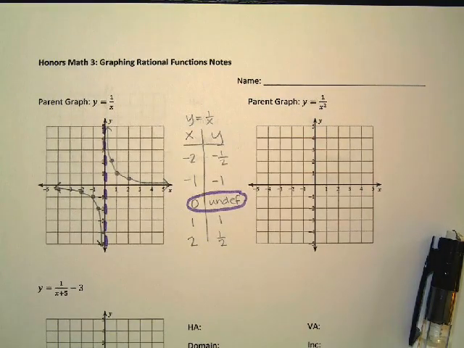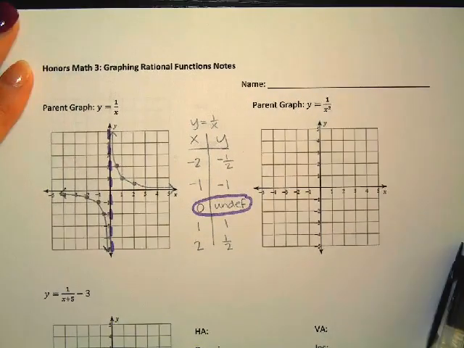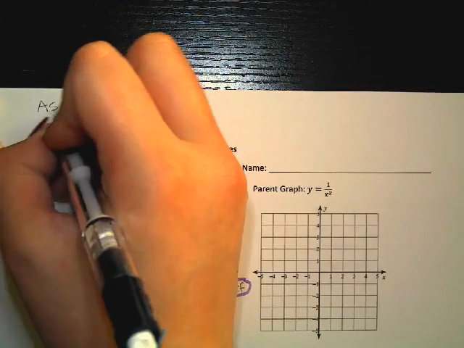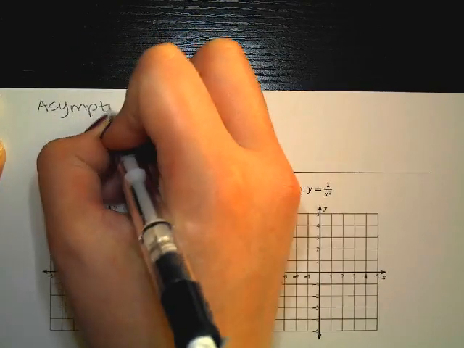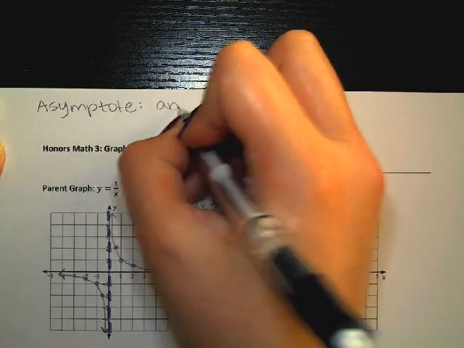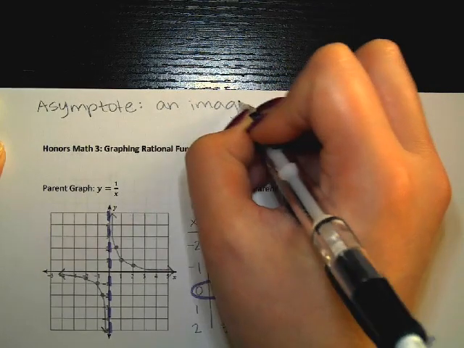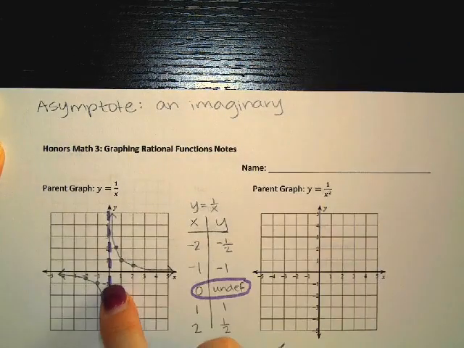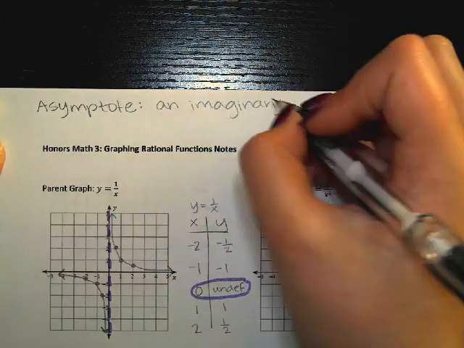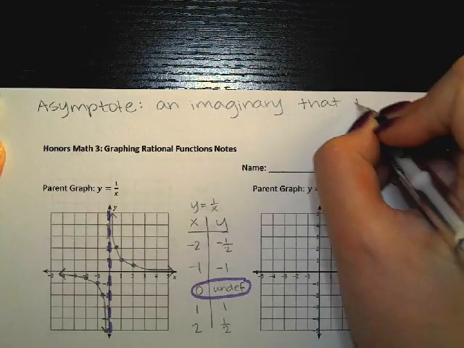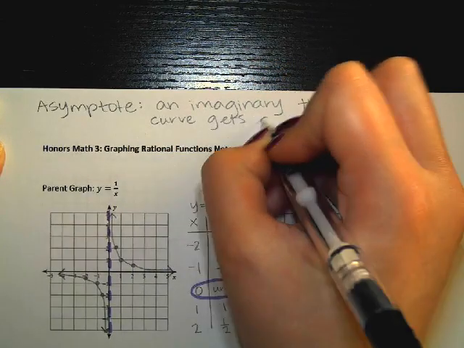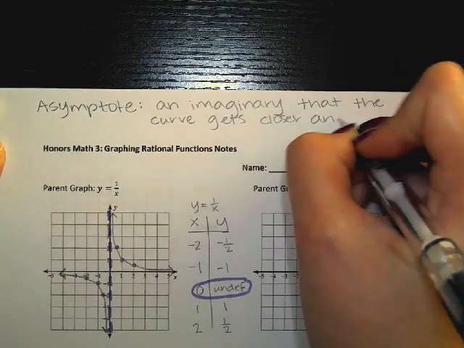Right, and an asymptote, I'm not sure if you guys have heard of it before, but we're going to go ahead and write the definition at the top of your notes. An asymptote is an imaginary line, so that's why I drew it in dotted, because it's not a result of the equation, like the equation doesn't give us points to plot. So this is an imaginary line that the curve gets closer and closer to.